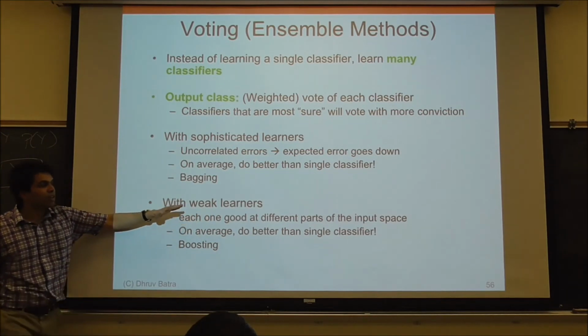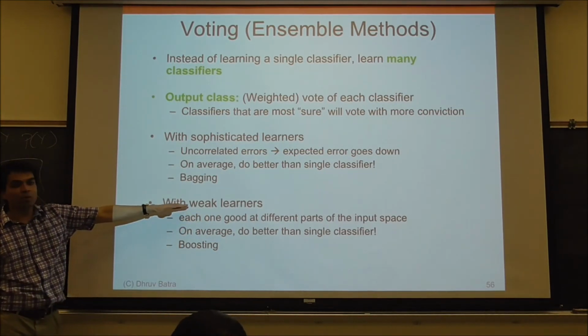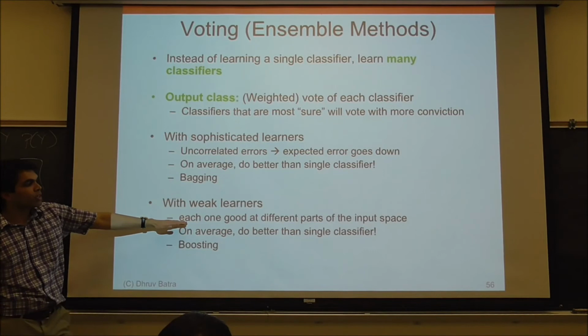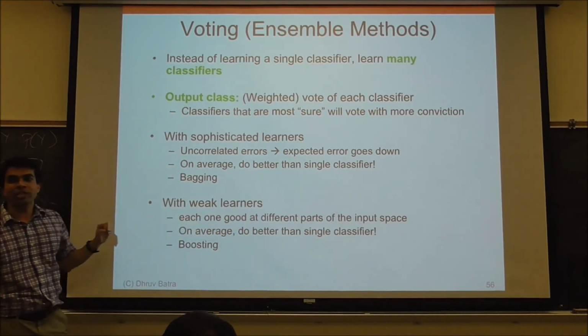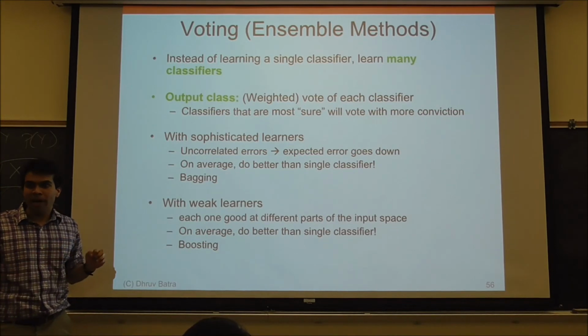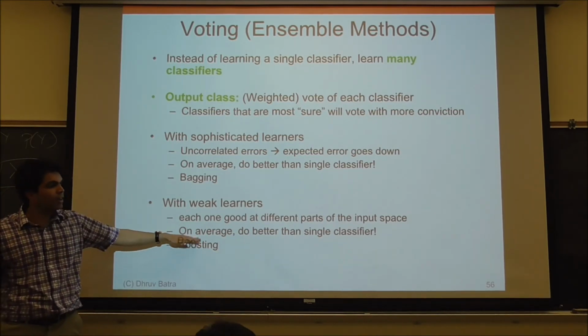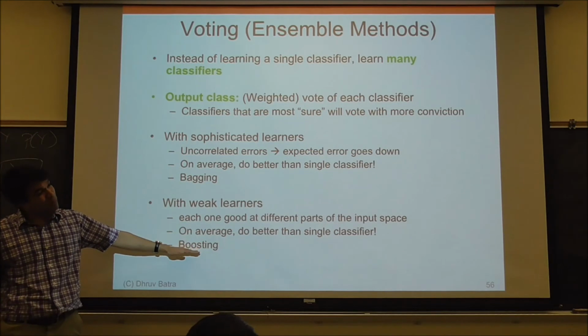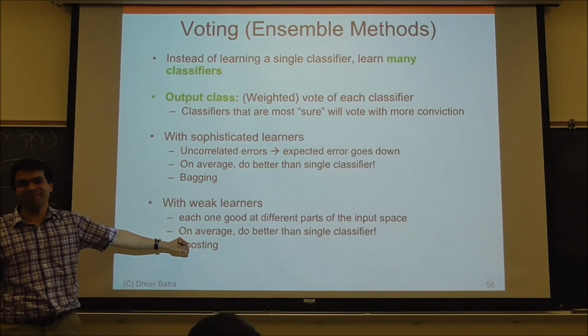The other one is called boosting, which is usually used with a weak learner. So you start with a weak learner which has high bias but low variance, and you try to combine them so that you get a low bias, low variance classifier.